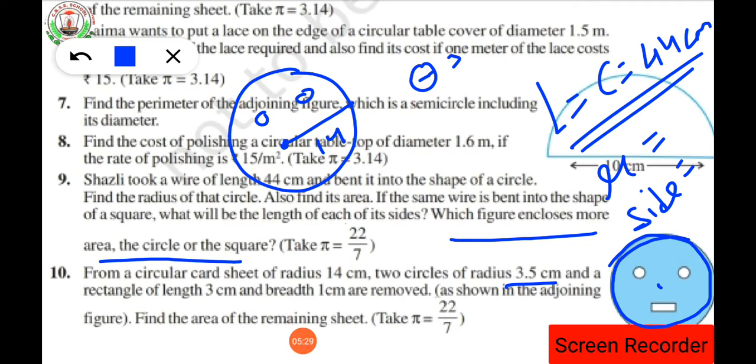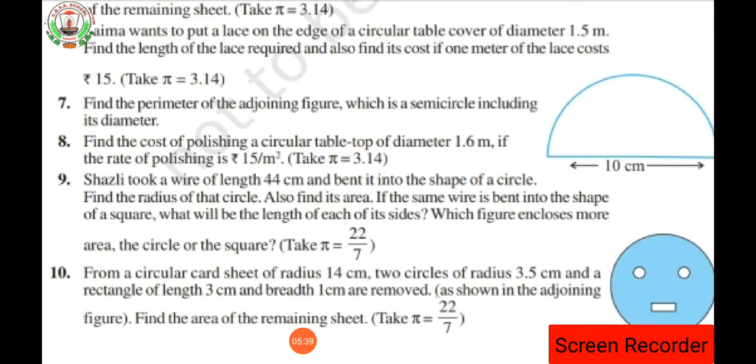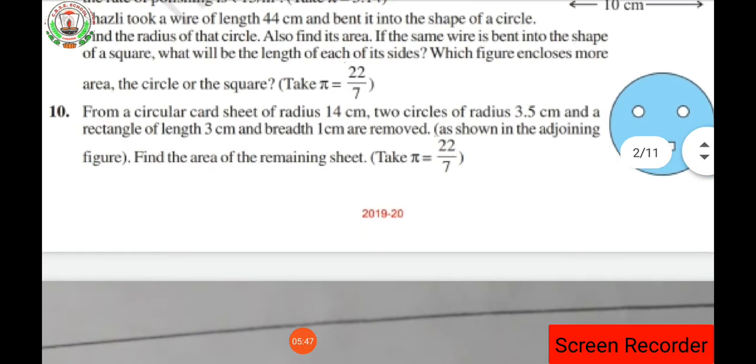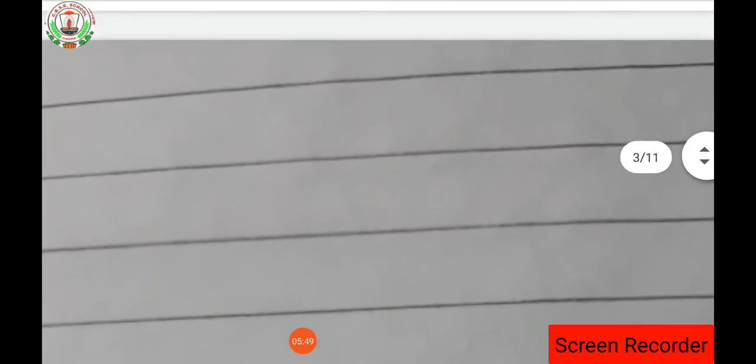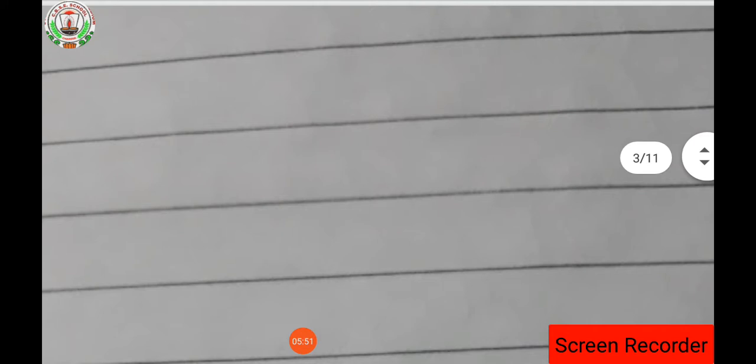radius. Then after that, a rectangle, a mouth, is seen in the picture. This mouth is in the form of a rectangle whose area again we have to find. Clear everyone? Now after finding the area, what do we have to do? We have to find the remaining area of the sheet. Clear? That means we have to do the subtraction. So let's look at the solution for question number 8.